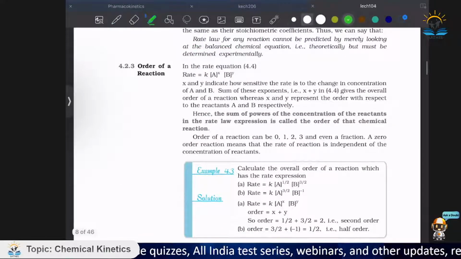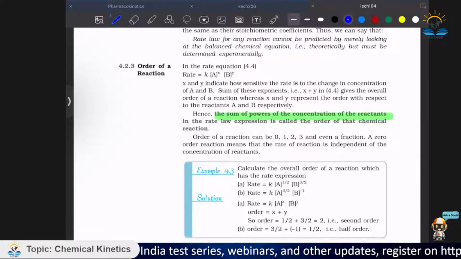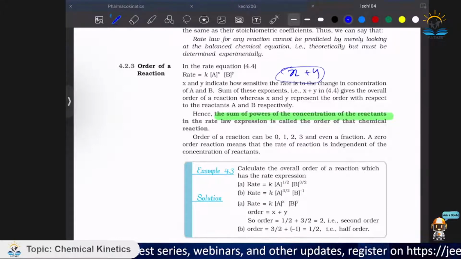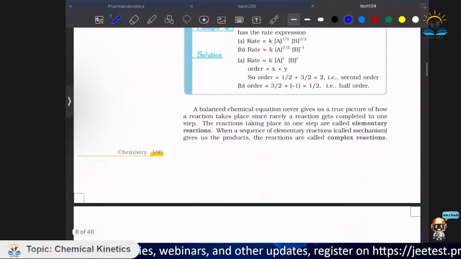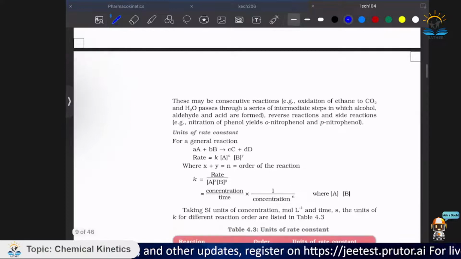Anyways, what is the order of the reaction? Order is the sum of the powers of concentration. So order is basically what? x plus y. Nothing more to be remembered. Order is nothing more than x plus y. Then, units of rate constant.